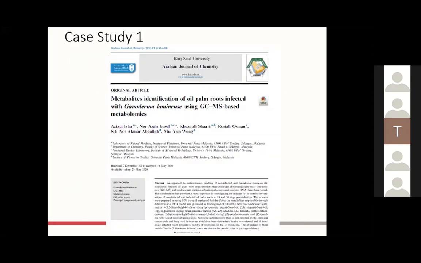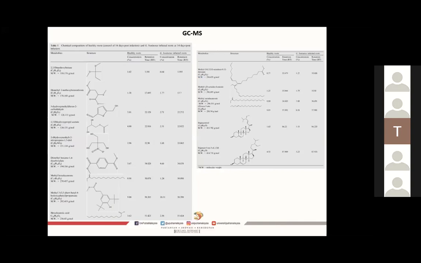Case study 1. This paper describes the differentiation of non-infected and G. boninense infected oil palm roots at 14 and 30 days post-infection using GC-MS-based metabolomics. This combination has provided a rapid approach in investigating the change in the metabolite variation of non-infected and infected oil palm roots at 14 and 30 days post-infection. This table shows the metabolites identified in healthy and infected roots at 14 and 30 dpi.